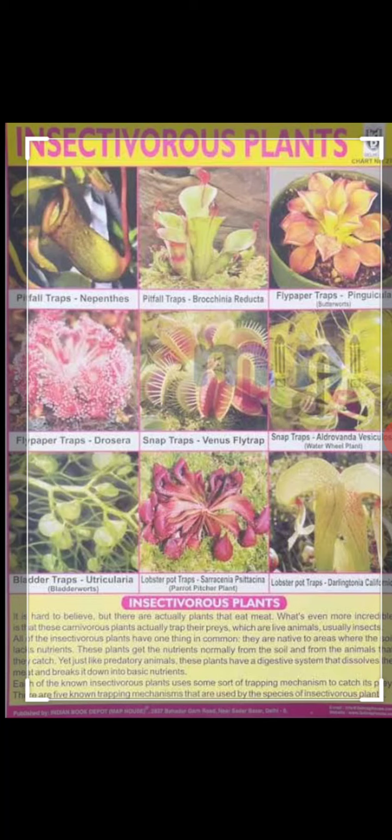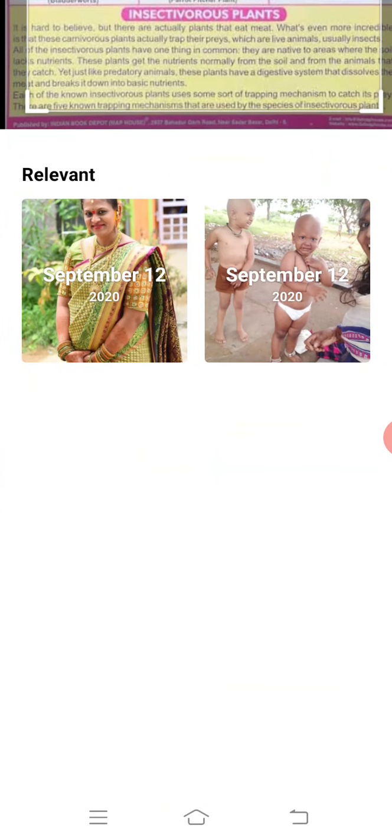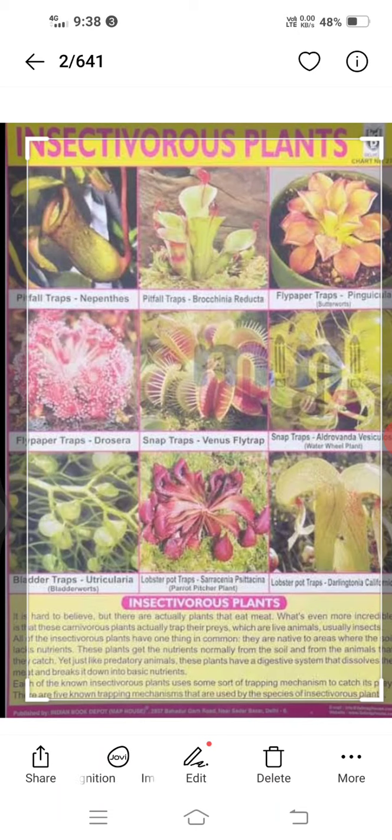See here the first picture, Nepenthes, Brocchinia reducta. On the next one, flypaper traps, Drosera. Next one, the Venus flytrap, Aldrovanda vesiculosa. Then bladder traps, Utricularia. Next, Sarracenia. So these are the insectivorous plants.